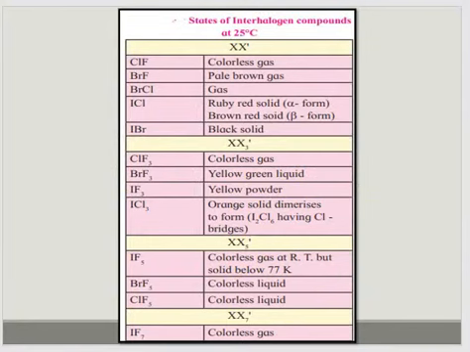Now, these are some interhalogen compounds with their colors at 25 degrees Celsius. For example, BrCl is gaseous, ClF3 is colorless gas, IF3 is yellow color powder, IF5 is colorless gas at room temperature but solid below 77 Kelvin, and IF7 is colorless gas.